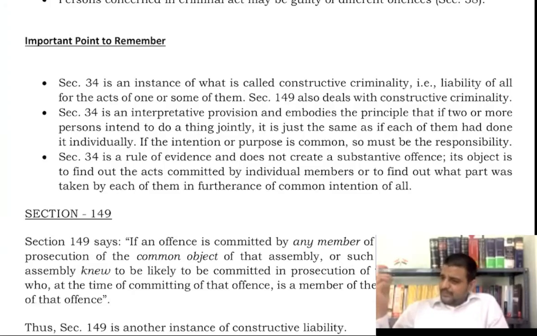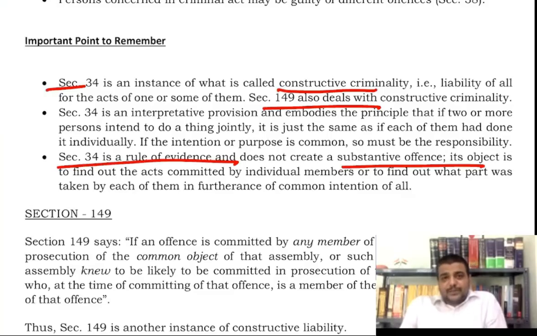The first important point is that it is one of the instances of criminal constructive liability. The other is 149, and the difference between them, right? Second, it is a rule of evidence and does not create a substantive offense. Meaning that section 34 is always read with some other section, such as section 34 read with 299, or section 34 read with some other crime. But section 149 is a specific offense. So there is a very important difference between them.